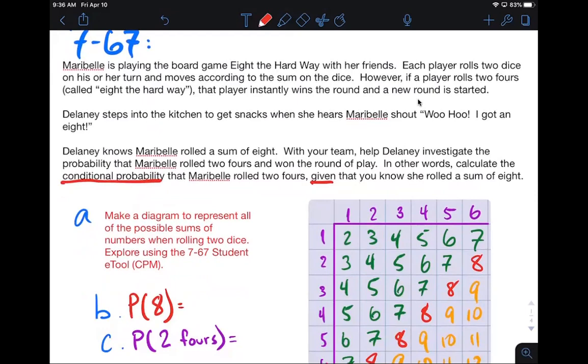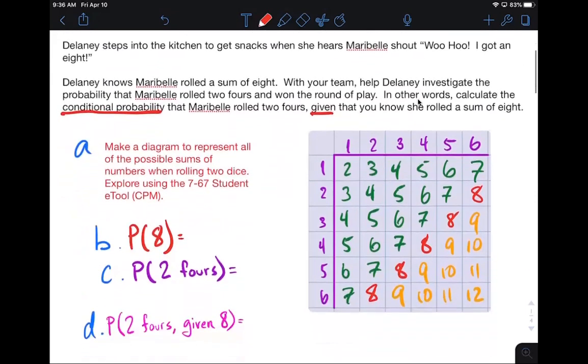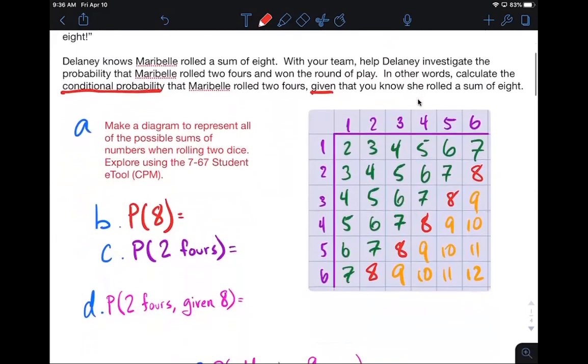And the first part of the problem says, make a diagram to represent all the possible sums of numbers when rolling 2 dice. That's a little bit tedious, but here it is. Here's the table that shows all the possible things that can happen when you roll 2 dice and add up the numbers. In other words, this is the sample space right here. This little chart. Okay, you can see there are 6 sides on each die, and therefore there are 36 possible sums. Some of them do repeat, however.